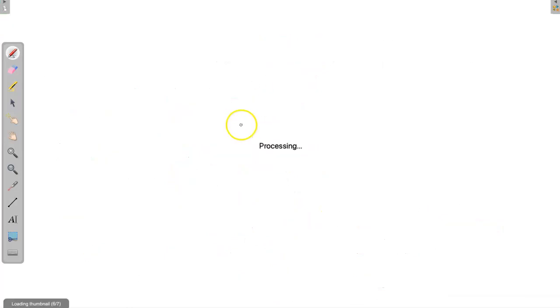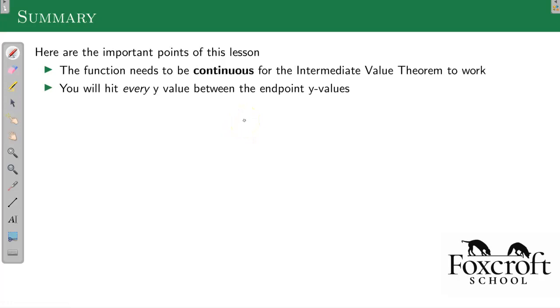All right, so quick summary, the function needs to be continuous for the intermediate value theorem to work. So always make sure you're thinking about continuity when you think about the intermediate value theorem. But the main idea is you hit every y value between your endpoint y values.